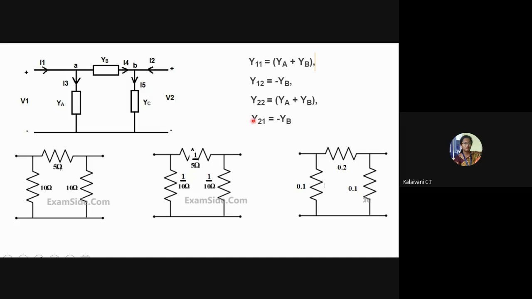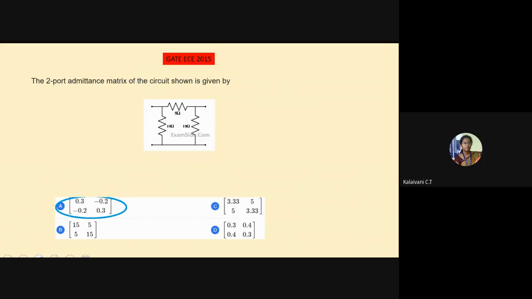Now we can apply this formula. Y11 will be equal to YA plus YB. So 0.1 plus 0.2 is equal to 0.3. Y12 will be equal to minus YB, so it is minus 0.2. Y22 is equal to 0.3. Y21 will be equal to minus 0.2. So the answer will be option A, 0.3 comma minus 0.2, minus 0.2 comma 0.3.